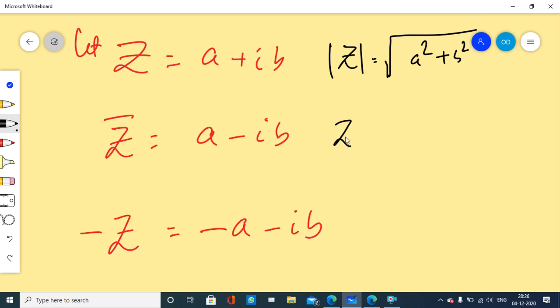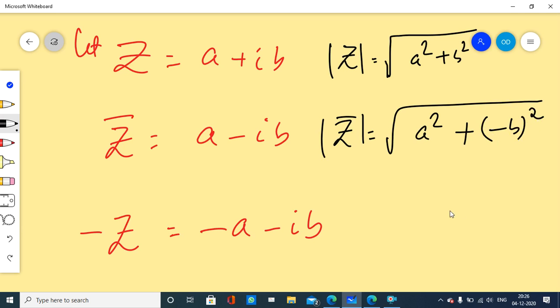Let's find modulus of its conjugate. Well, square root of square of the real part. What is the real part here? A square. Plus square of the imaginary part. What is the imaginary part here? Minus b whole square. Don't say minus b square, say minus b whole square. Otherwise, somebody will understand this as something else. No. These are not the same. You know it, right? This means minus into b square. This means square of minus b. This means minus into b square. This is square of minus b.